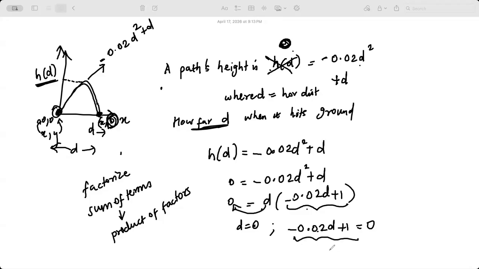If this one is 0, solve it like an equation. 1 will be equal to 0.02 d. d will be equal to 1 by 0.02, which is 100 by 2, that is 50. So it would have reached a distance of 50 units when it touches the ground. Okay. Make sense?